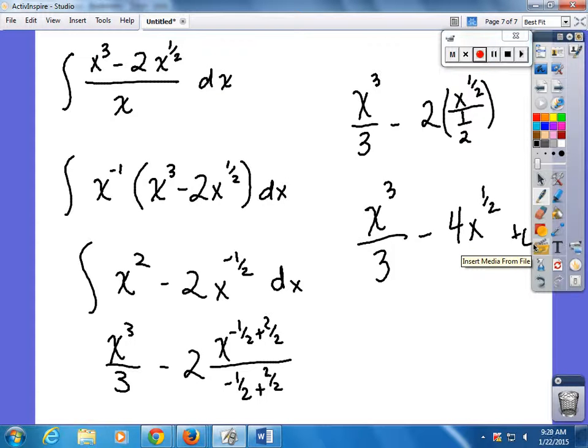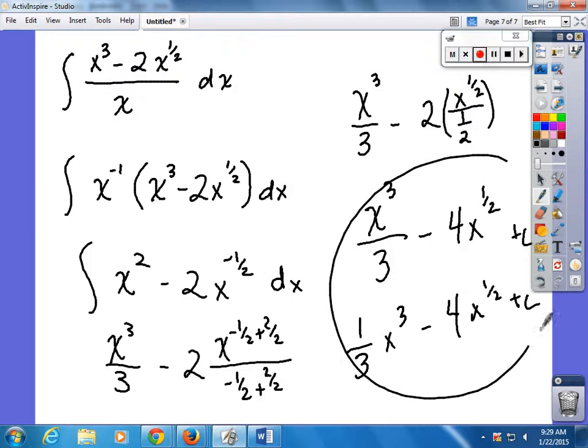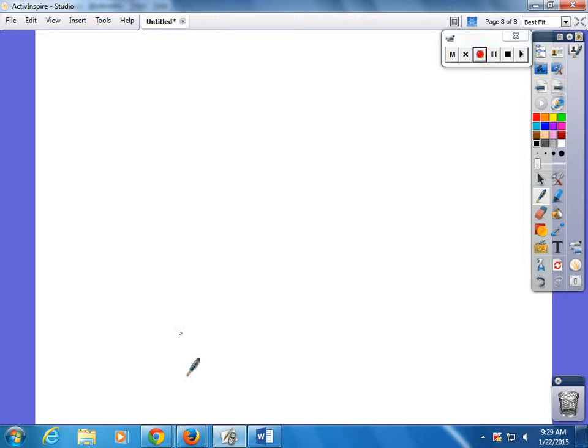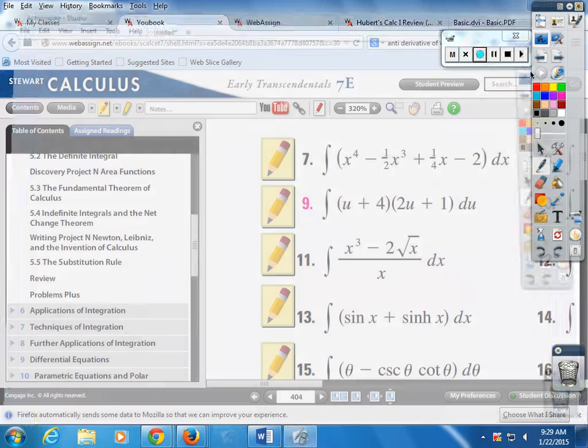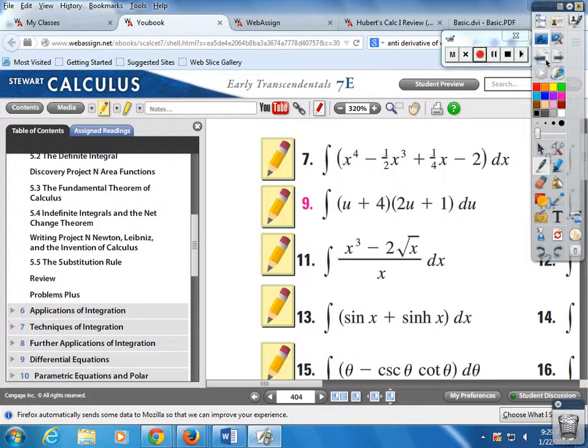And if you wanted to make it a little bit prettier, you do 1/3 x to the third minus 4 x to the 1/2 plus C. Several different ways you could write it. Does it feel good? Everybody got the cobwebs knocked loose a little bit? That's the main thing we're doing right now this first week. Unless y'all want to just jump on into it, I mean, we'd be glad to.